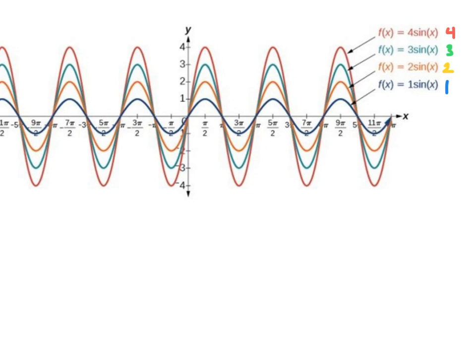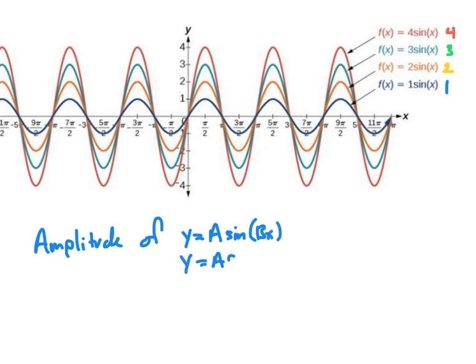And so the pattern here is hopefully very clear: the number in front of our sine function will determine the value of our amplitude. In particular, what we can conclude is that the amplitude of either y equals a sine of bx or y equals a cosine of bx, we didn't actually show anything for cosine here, but the same properties would apply, is the absolute value of the number a.